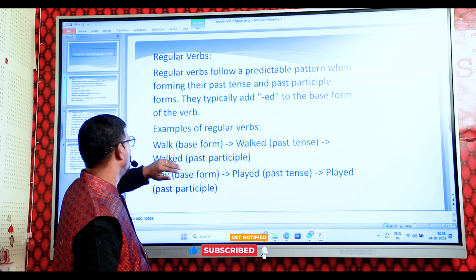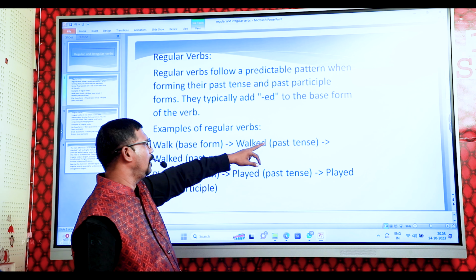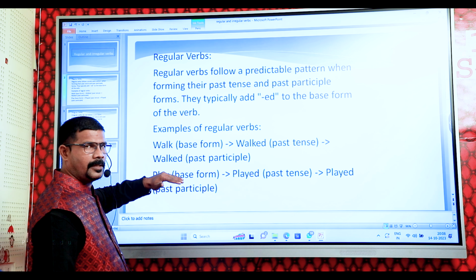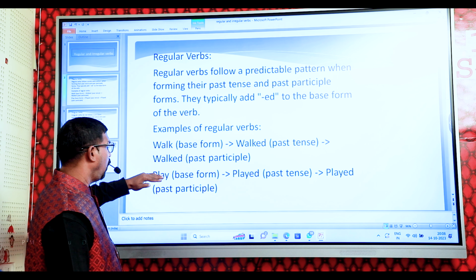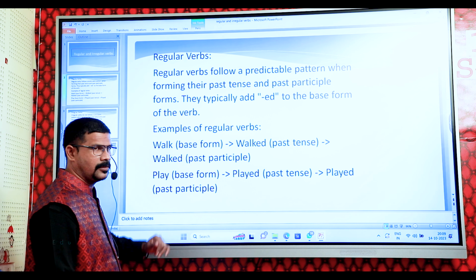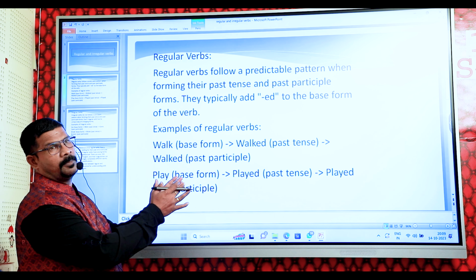So, examples of regular verbs: walk. Walk is a base form. Walked. So, a word ending with ed is the past tense. And again, the past participle ends with ed, walked, past participle. Play, base form, played, past tense, played, past participle. So you can easily identify a regular verb. Now let's learn how to identify irregular verbs.